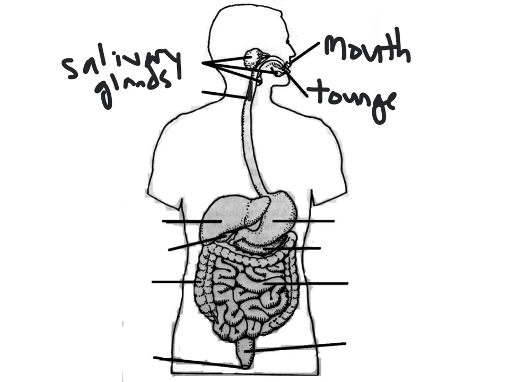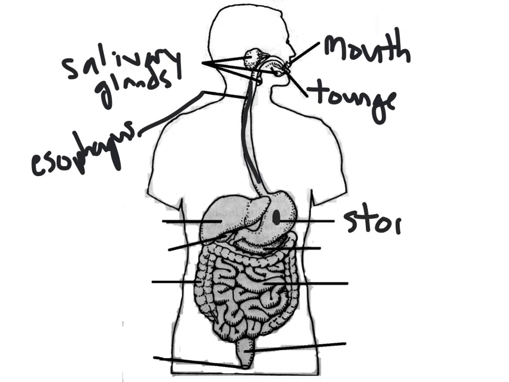Next, we have this big long tube right here that connects the mouth down to the stomach, and this is called the esophagus, which is spelled E-S-O-P-H-A-G-U-S. And then the esophagus connects the mouth to the stomach, which is this organ right here.